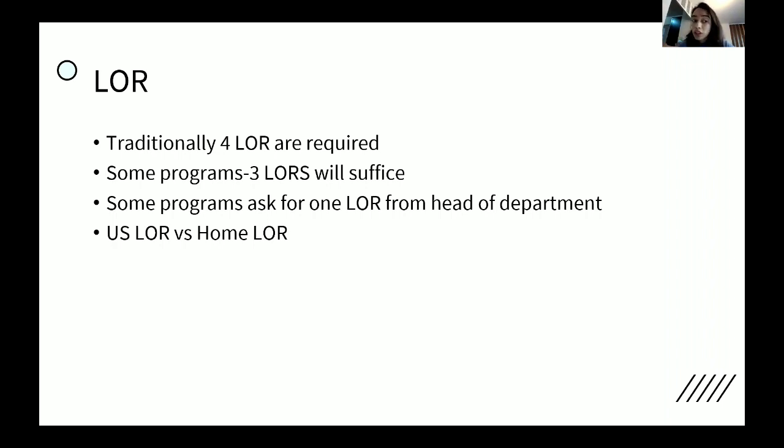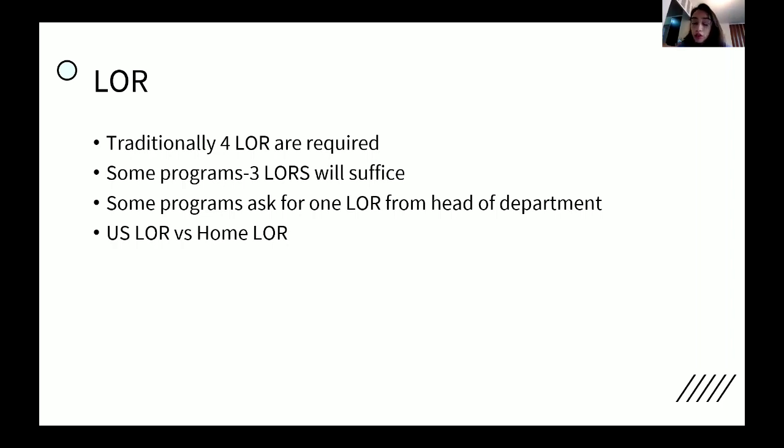I put out 3 US LORs and 1 home LOR, but if you just have 2 United States LORs, which are basic, generic, mediocre LORs, and you have 2 very good home LORs that are personalized, from your professors who know you well and have written you a good LOR, I would recommend putting 2 mediocre US LORs and 2 home LORs.